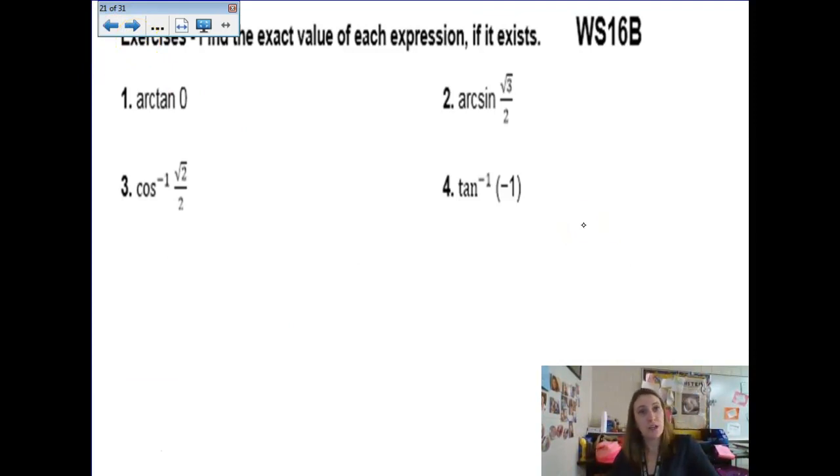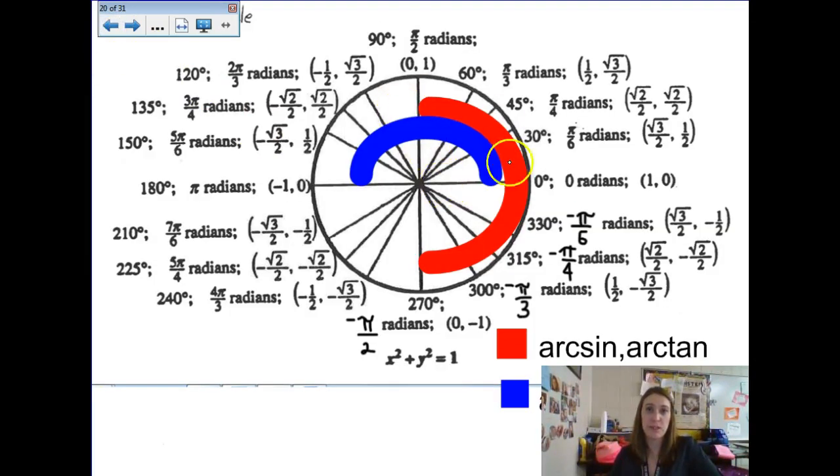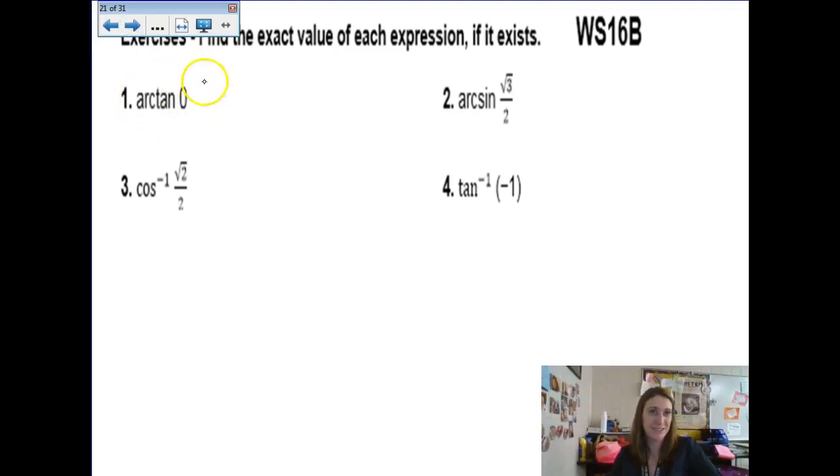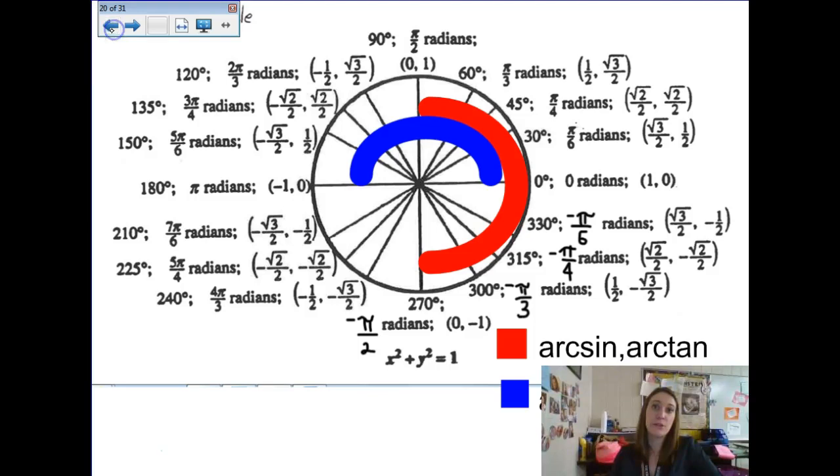So, arctan of 0. If I go back a screen, remember tangent has to be in quadrants 1 and 4 here. So, tangent coming out to 0 is sine over cosine. Like right here, tangent is 0, so it'd be 0 radians. Next, arcsine of square root of 3 over 2. Remembering sine is in these quadrants, where is the sine square root of 3 over 2? That's right here, so that'd be pi over 6.